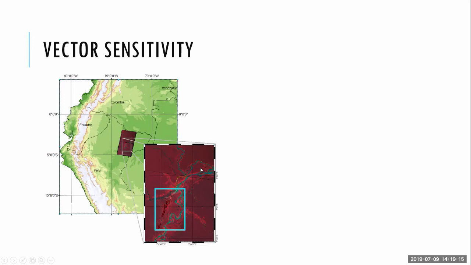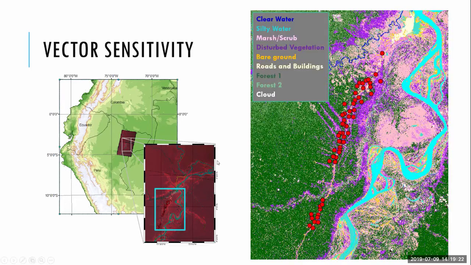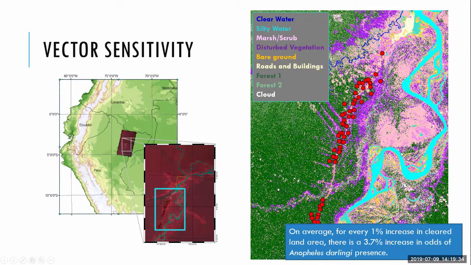So we had great mosquito collections there that got everything down to the species level, looked at larvae, looked at adults. And here's zooming into one example. This was just along this road that connected Iquitos to a neighboring town. And then we did a land cover classification on the Landsat imagery. And what we found was that for every 1% increase in cleared land area, there was a 3.7% increase in the odds of finding Anopheles darlingi.